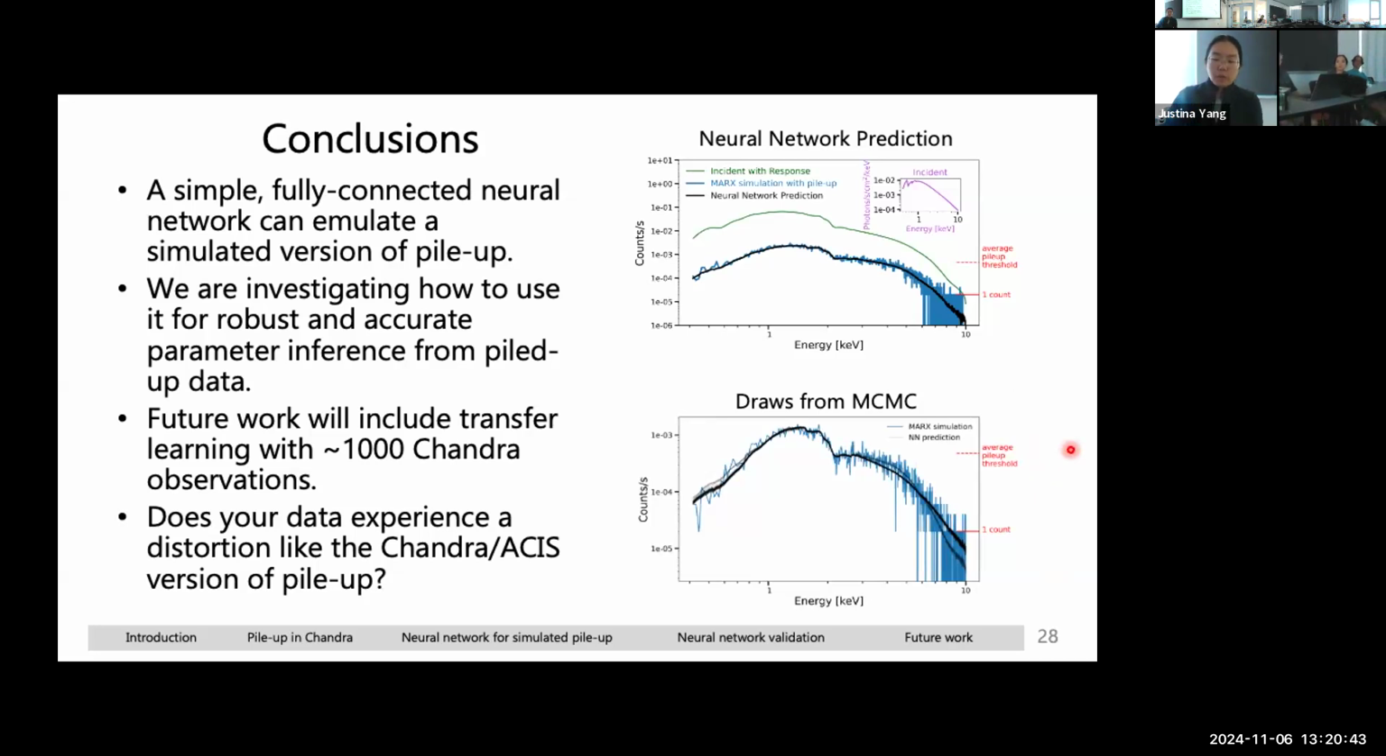And then future work will involve transfer learning with the actual Chandra observations taken with the HETG that disperse photons into the grating observations and therefore have less pileup. So we have a few more minutes. We should, of course, discuss the questions that came up, but also if you think that you have a version of pileup, possibly not in spectra, possibly in time domain, let's talk about that too.